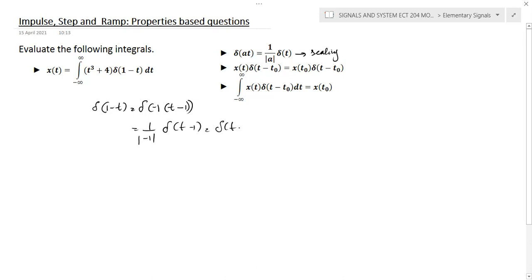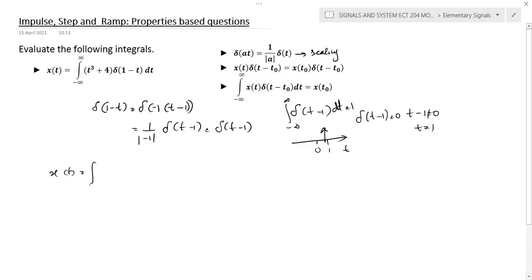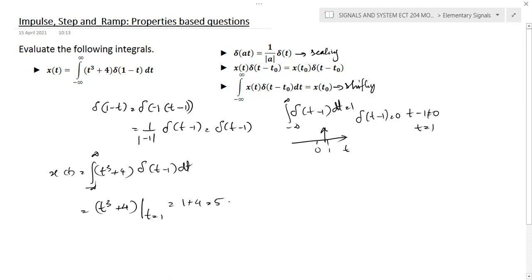So it's simply del of t minus 1, and del of t minus 1 means a signal which exists at t is equal to 1. So this is a signal del of t minus 1 whose area is equal to 1, and which does not exist when t minus 1 is not equal to 0, or t is not equal to 1. If you substitute the result in the expression, it becomes t cube plus 4 into del of t minus 1. We can conclude by applying the shifting property. We can evaluate this function only at t is equal to 1. So it becomes 1 plus 4, which is equal to 5.